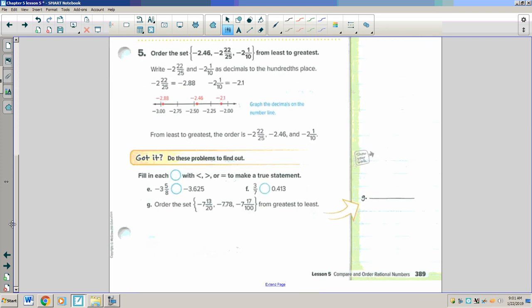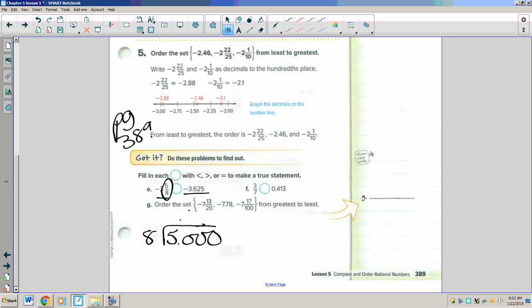Look at the examples on the bottom. Negative 3 and 5/8. I'm on page 389, sorry. Negative 3 and 5/8, negative 3.625. Make them a decimal. You know how to turn a fraction into a decimal. 5 divided by 8.